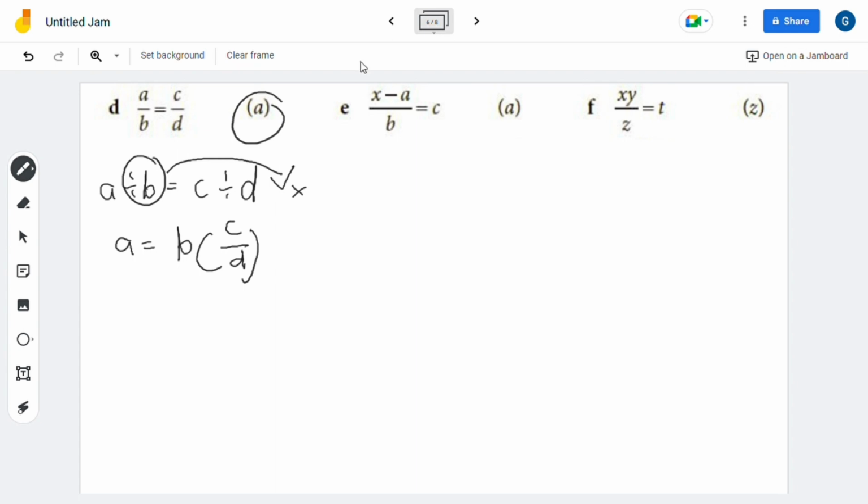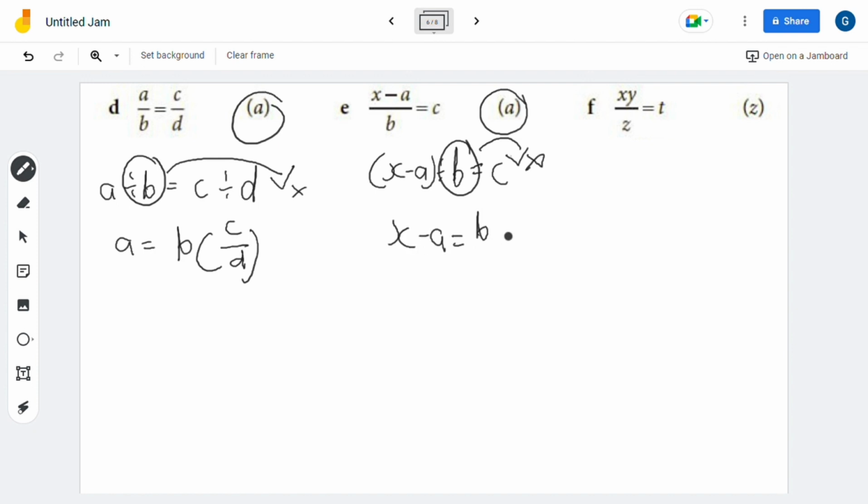This question here, it's x minus a over b equals c, and we need to make a the subject. x minus a divide b equals c. So we can shift b over here, which will become a times. So x minus a equals bc. And lastly, we shift x over. It will become a equals x minus cb.